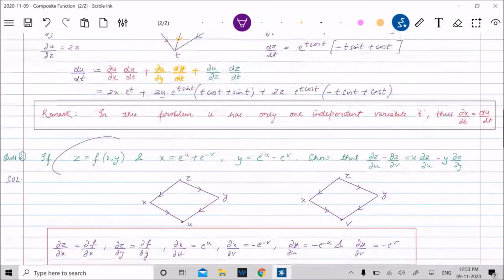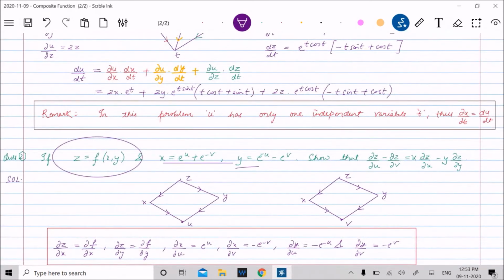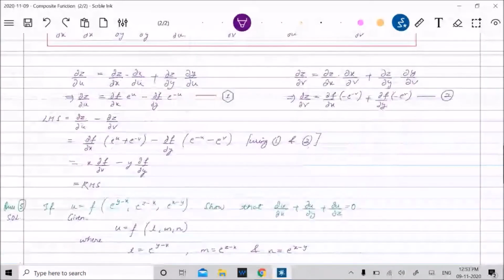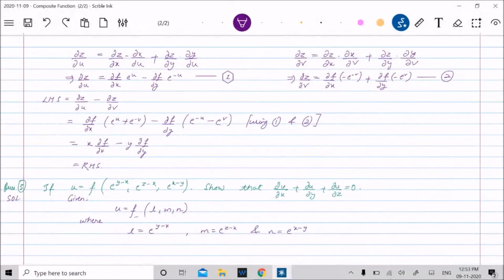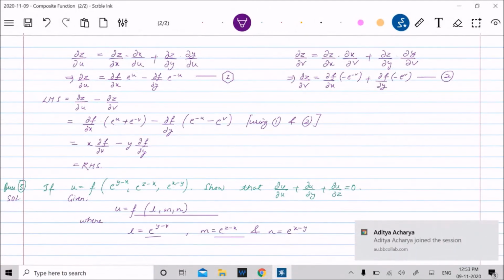Now at this point the question becomes similar to the last question. That question was an arbitrary function of x and y, where x was a function of u, v and y was a function of u, v. Now this question number 3 has been converted into that form. U is an arbitrary function of l, m, n. L is a function of x, y, z. M is a function of x, y, z. N is also a function of x, y, z.